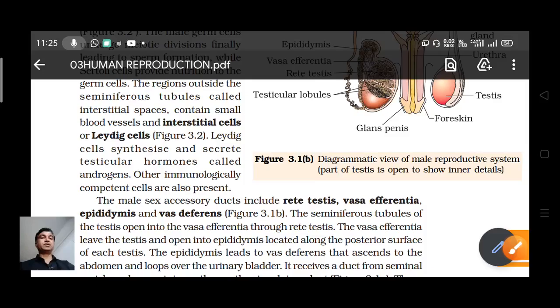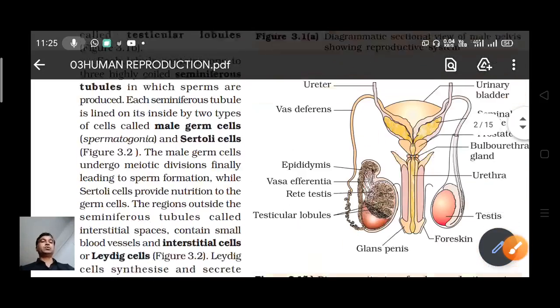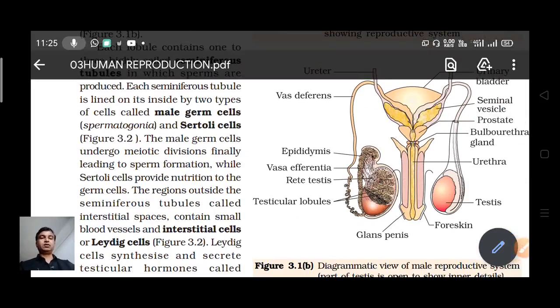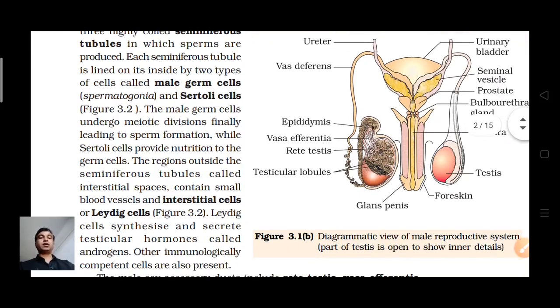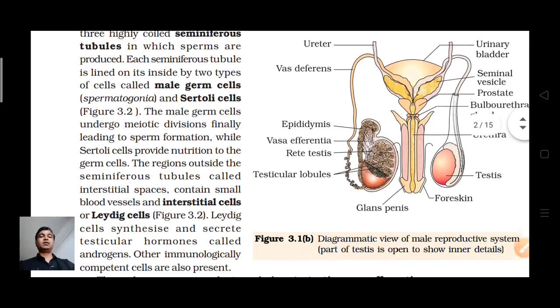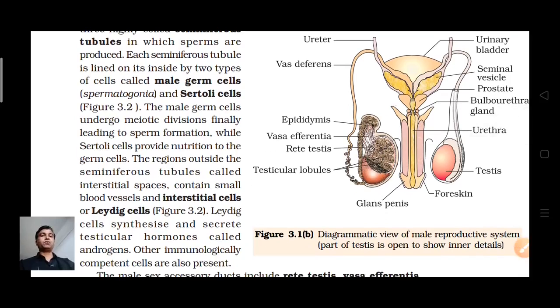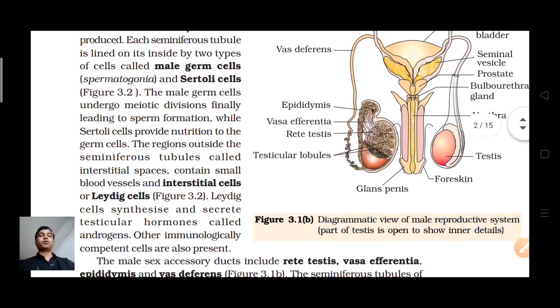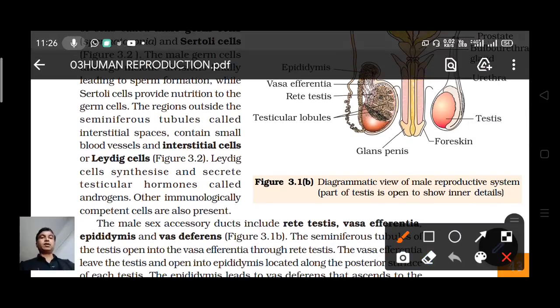So what is the content of this paragraph? When you take the testis, due to the intrusion of the tunica albuginea, testicular lobules are produced. Each testicular lobule contains 1 to 3 seminiferous tubules. Inside the seminiferous tubule, two types of cells are there: male germ cell, that is spermatogonia, and Sertoli cell. The male germ cell or spermatogonia undergoes meiotic division and produces spermatids, which transform into spermatozoa. The Sertoli cell provides the nourishment. Now come to the other cell. The Leydig cell or interstitial cell synthesizes the hormone called androgen. Other immunologically competent cells are also present.